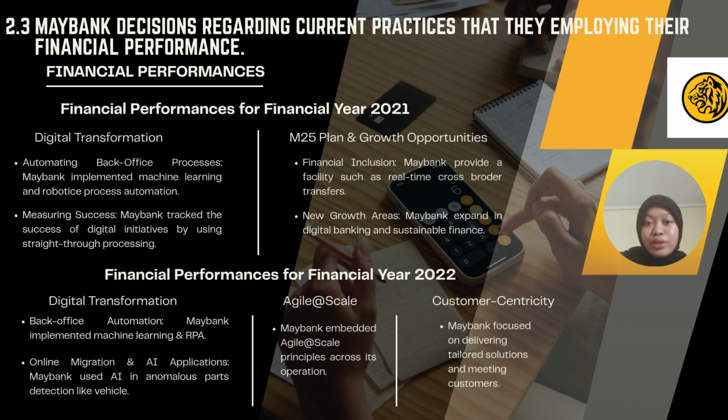Second, M25 plan and growth opportunities. As part of its M25 strategic plan, Maybank prioritizes financial inclusion by enabling real-time cross-border transfers and simplifying banking services for SMEs. The bank also expanded into new growth areas, including digital banking, sustainable finance, mobilizing RM30.6 billion and increasing SME lending and community-based programs.